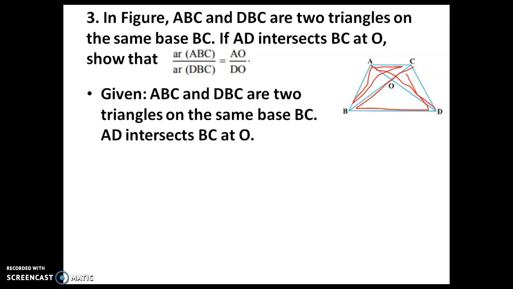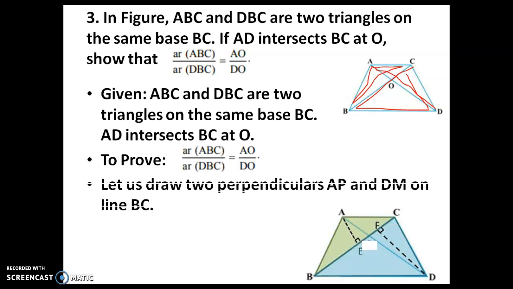So how to bring that? ABC and DBC are two triangles on the same base BC. So BC is the common side for them. And AD intersects BC at O. To prove, let us draw two perpendiculars AP and DM on line BC. So to this BC, we are going to draw two perpendicular lines from the opposite vertices.